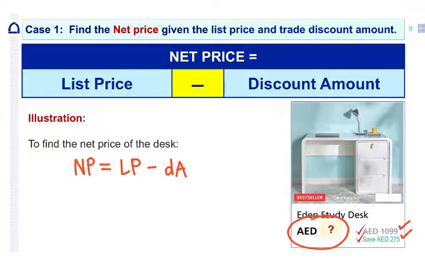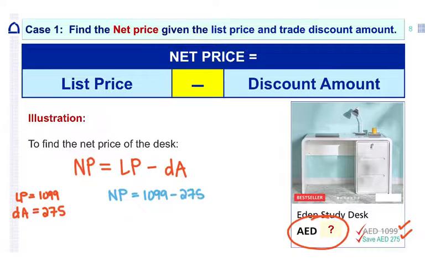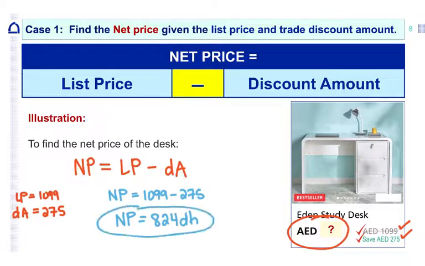So let's plug in what we know. We know that the list price, the expensive price, is $10.99. We know that the discount amount, the amount taken off the price, is $275. So now it's just a matter of plugging those numbers in and chugging out the answer. $10.99 minus $275 gives us the cheaper net price that we have to pay, which is 824 dirhams.